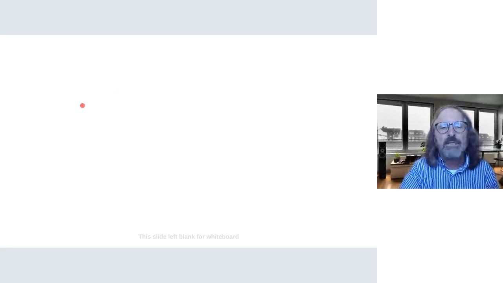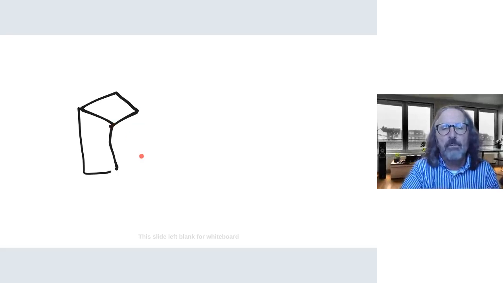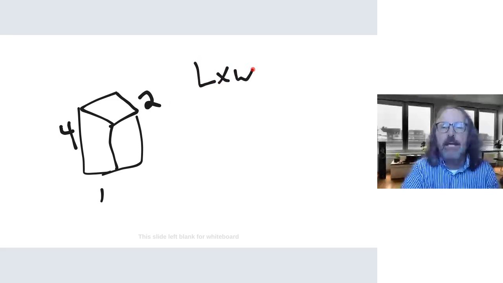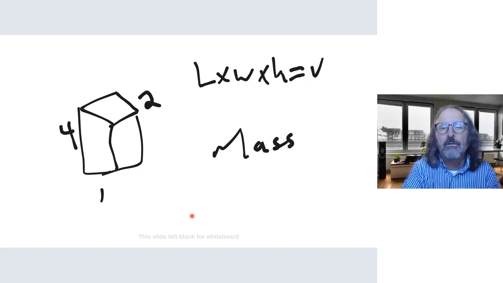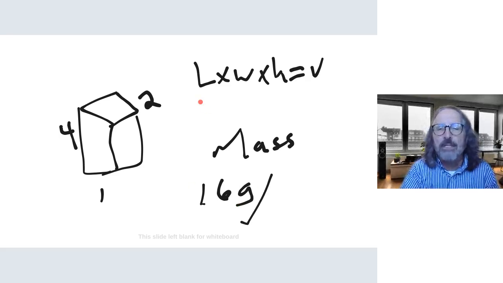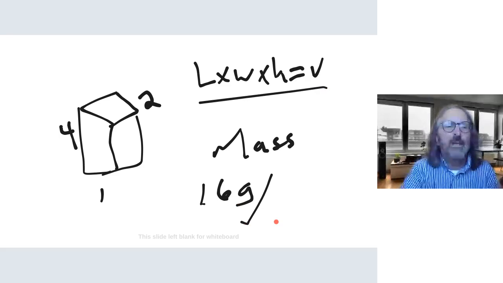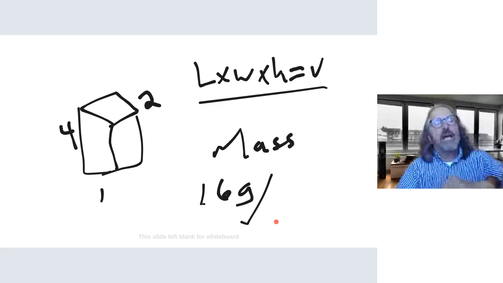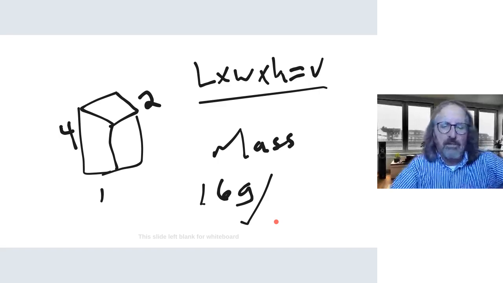So I have something that is a rectangular solid. So this one I don't need to put in a box. Let's say this is 4 by 1 by 2. So we have length times width times height gives us our volume, right? And it has a mass of 16 grams. We're going to divide it by this. Okay, start a poll. So you got to multiply 4 times 2 times 1. So 16 divided by, what's the density?